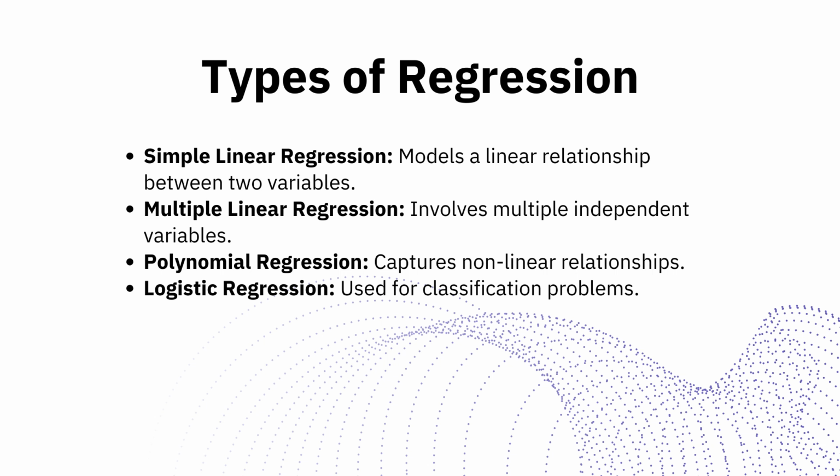Simple linear regression models the relationship between two variables. Multiple linear regression deals with more than one independent variable. Polynomial regression is used when the relationship between variables is nonlinear. Logistic regression, although technically not a regression method, is used for classification tasks where the outcome is categorical.